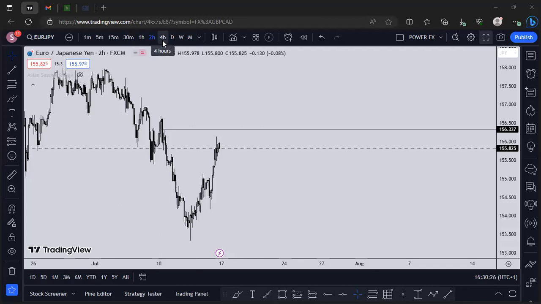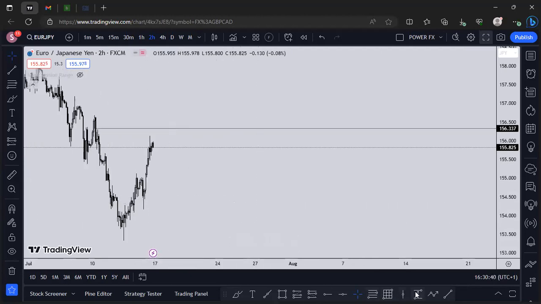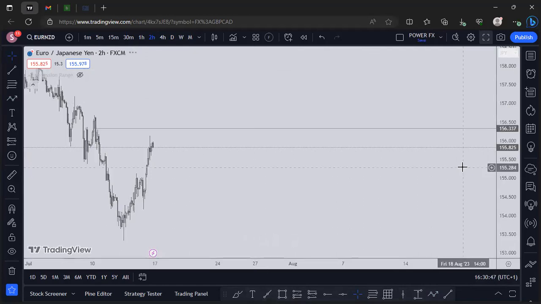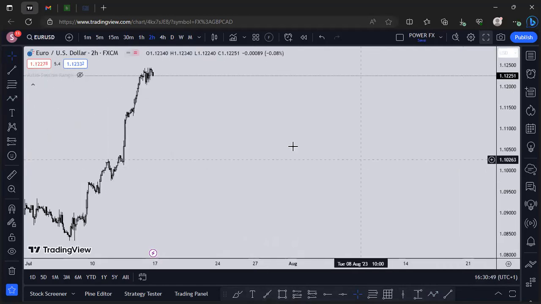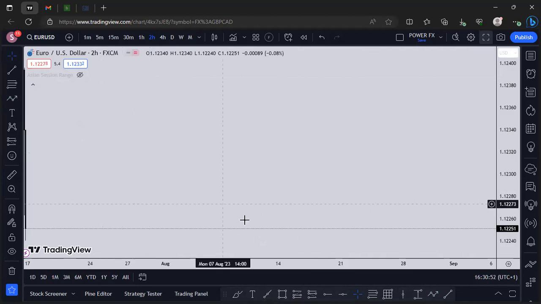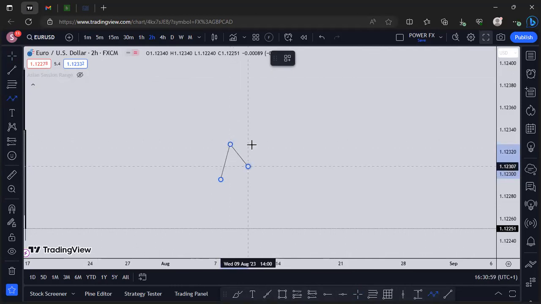When it comes to supply and demand, we have four types of supply and demand. I think I should go down to another chart. Okay. We have what we call rally base rally.